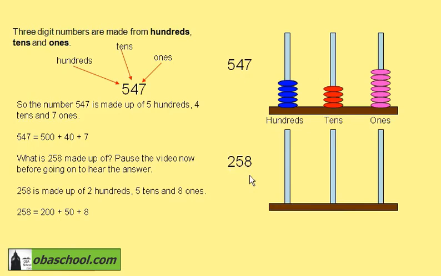258. Think about this, pause the video if you need to, and then restart before we go through the answer. For 258, we need 2 on the hundreds, 5 on the tens, and 8 on the ones.